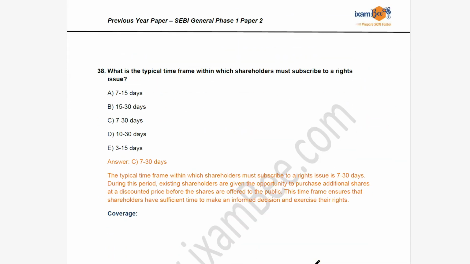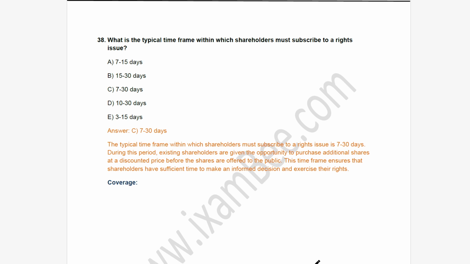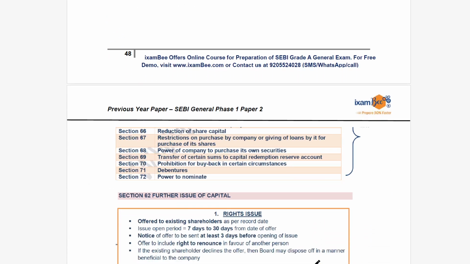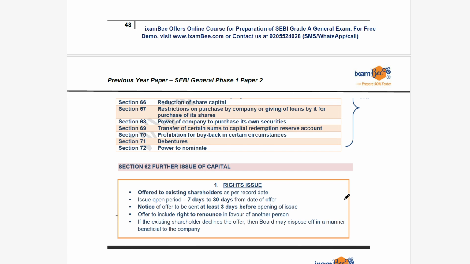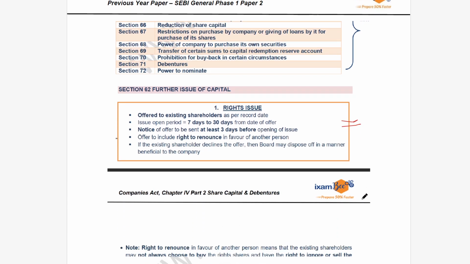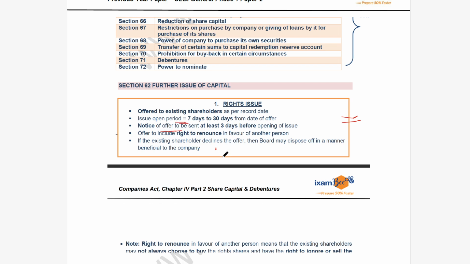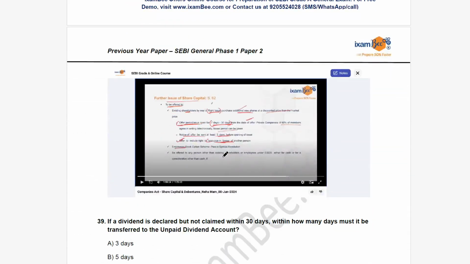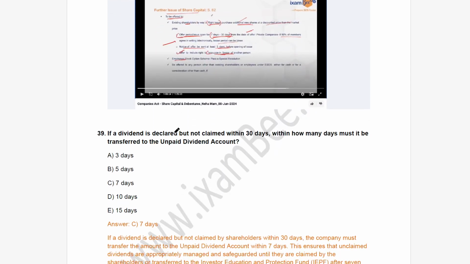Next question, the typical time frame for shareholders to subscribe to a rights issue is 7 to 30 days. Okay, 7 to 30 days. Again, as I said, we provide additional information which is important from SEBI's point of view, and you can see the notice for offer, the issue period, who it is given to, all was covered in our notes and class discussions. Here you can see even in class discussions it has been discussed in detail.